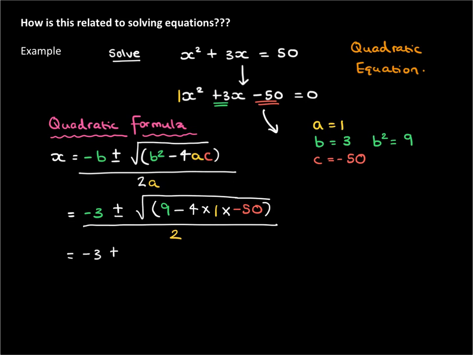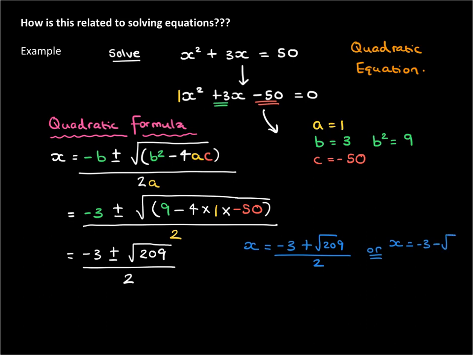So we have negative 3 plus or minus the square root of 209 all over 2, and let's write down the two answers that we get as a result of this. So remember, we're going to have x equals minus 3 plus root 209 all over 2, and our secondary answer will be x equals minus 3 minus root 209 all over 2. So let's write down and round both the answers that we get.